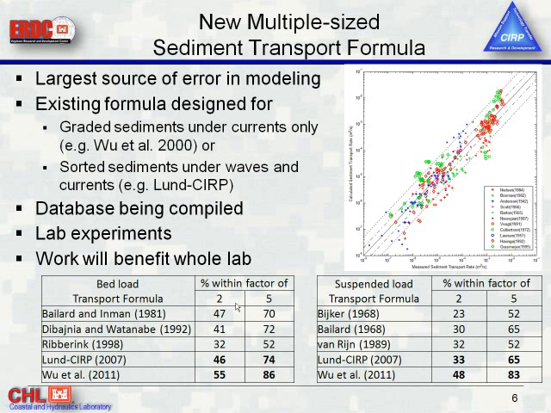Okay. Last year we did a lot of research with multiple grain size sediment transport. We developed a new formula, which is shown on the bottom. Dr. Wu did that, and we also extended the current LUNCERP formulas to multiple grain sizes. The two tables shown here compare those formulas with other formulas in literature, for example the Van Rijn formula. And you can see that our formulas, the LUNCERP and the Wu formulas, did very well in predicting the transport rates data. We're also compiling a database of transport rates and laboratory experiments, and this will benefit the whole lab.